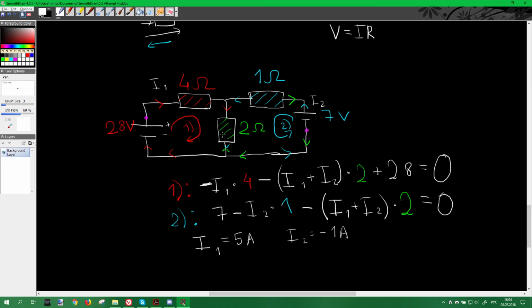So some of you might ask, what's the current flow through the green resistor? Well, you just need to sum up all the currents going through it. So in this case, 5 minus 1, 4 amps through this one. The red resistor, of course, it's I1, which is 5 amps. And the light blue resistor, it's 1 amp.